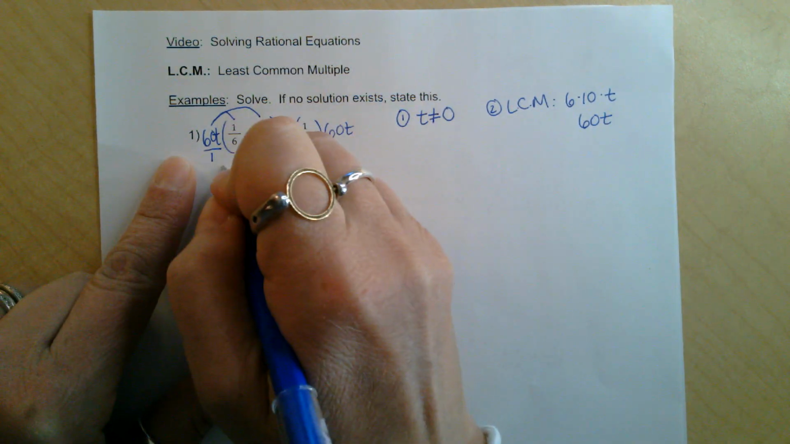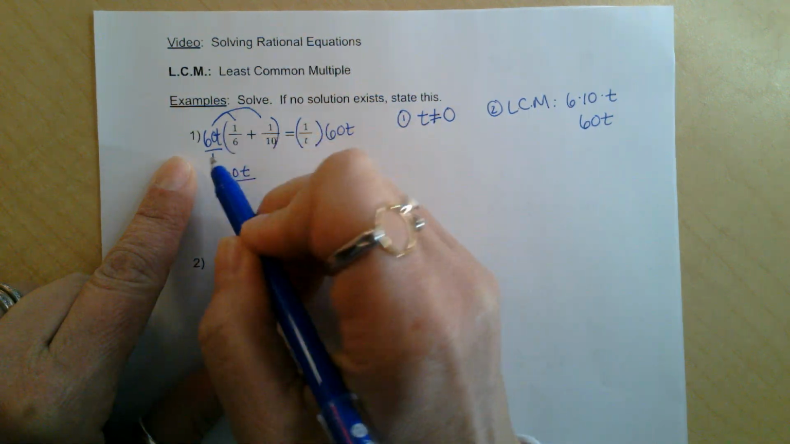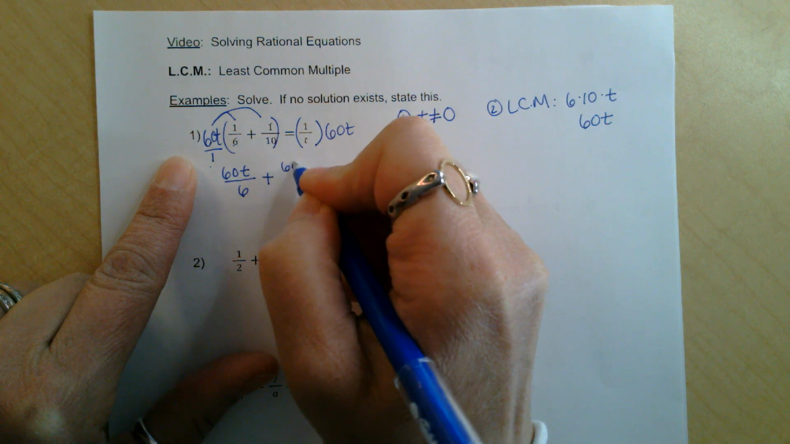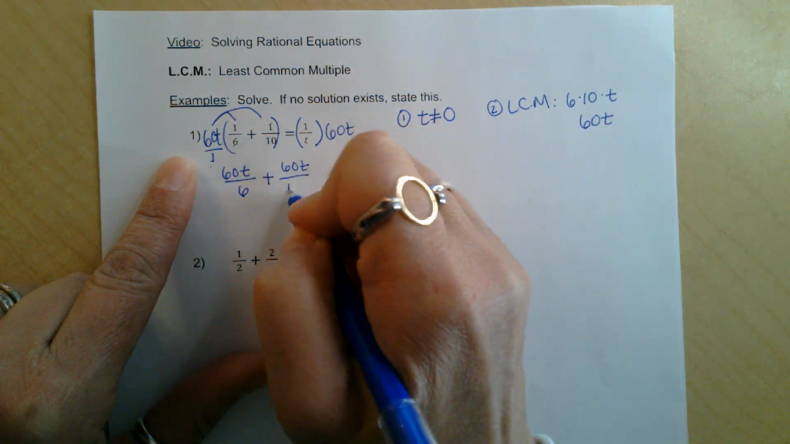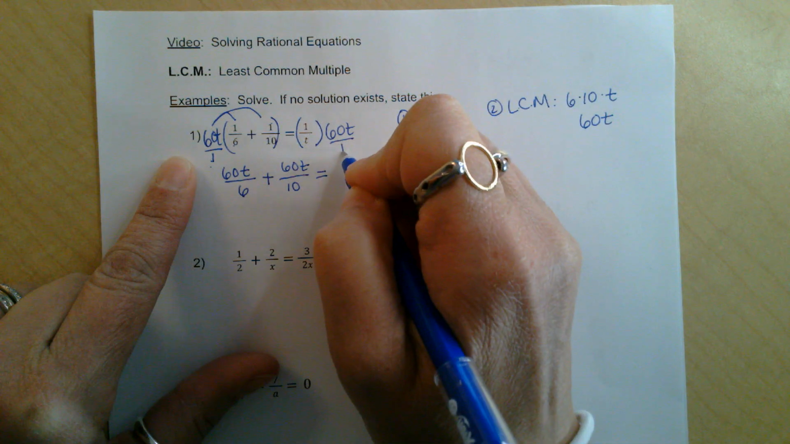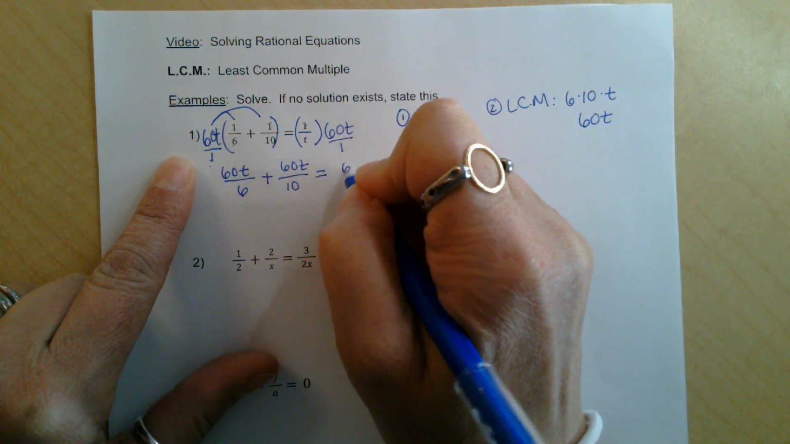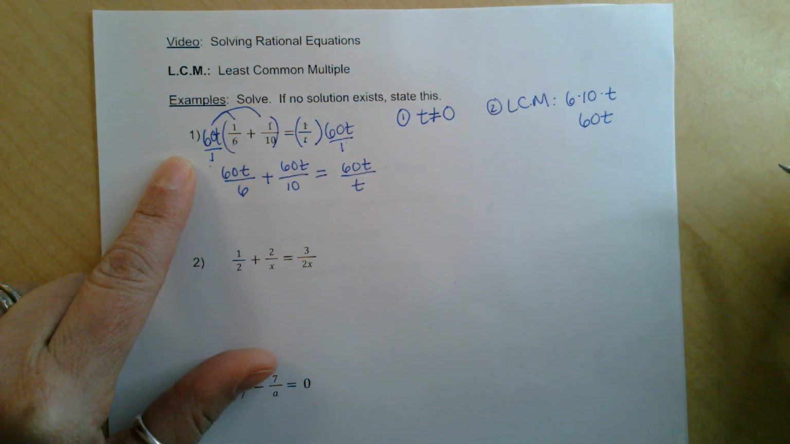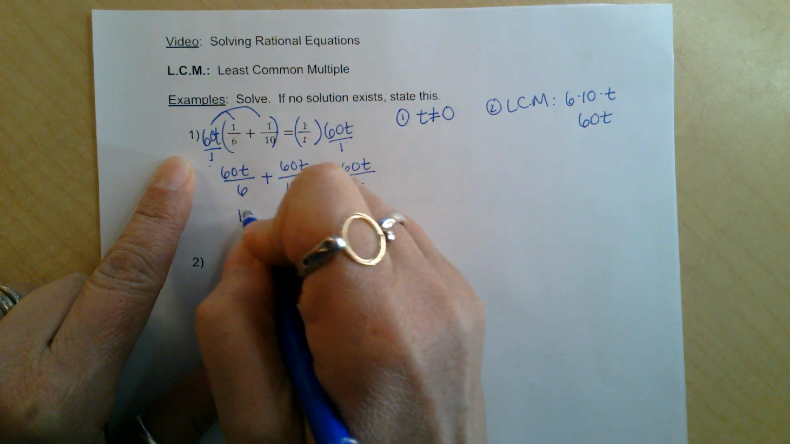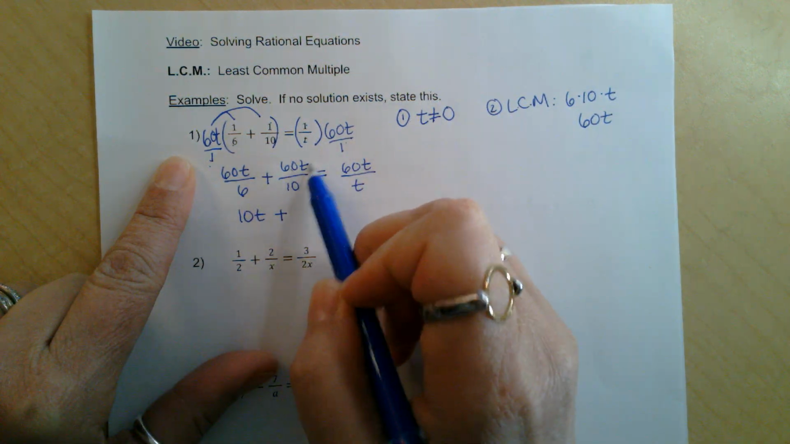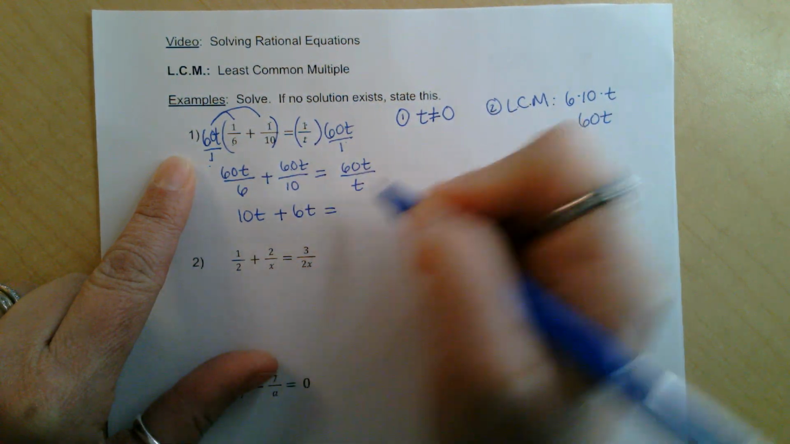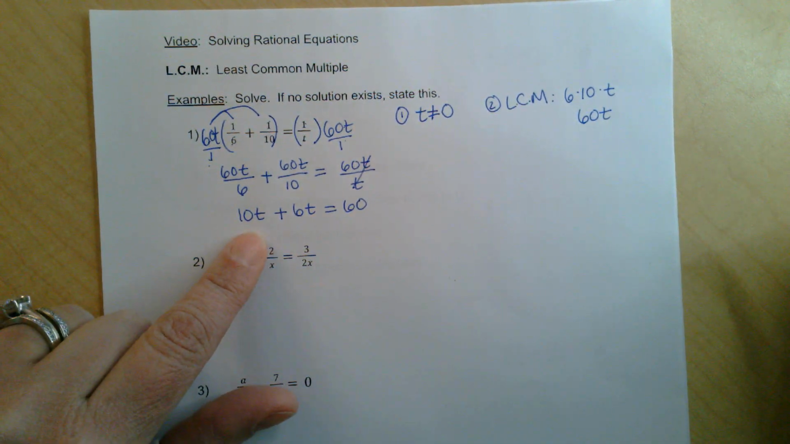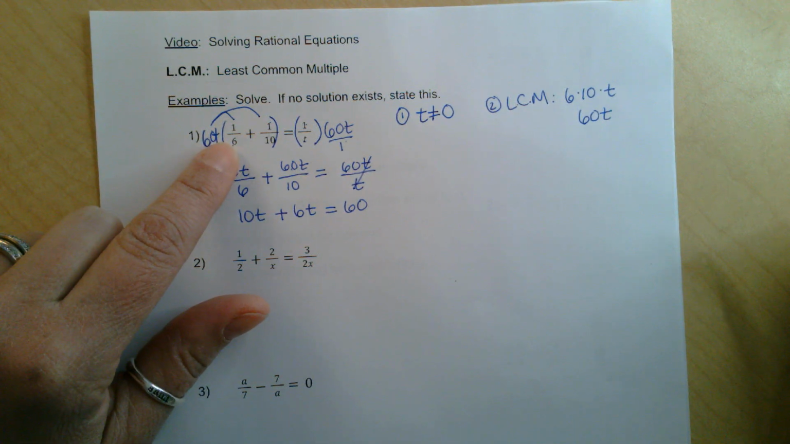So 60t times 1 is 60t, divided by 1 times 6 is 6, plus 60t times 1 is 60t, divided by 1 times 10 is 10. That equals, this is really over 1, 60 times t is 60t, 1 times 60t, and t times 1 is t. Now what I'm going to do is reduce. 60 divided by 6 is 10t, plus 60t divided by 10 is 6t, equals, the t's cross out, 60. Now I can combine like terms. Look how much better that is than trying to solve that first equation that we have.